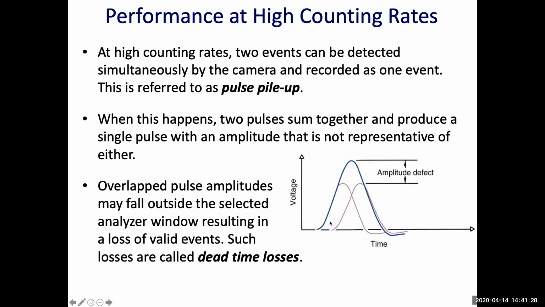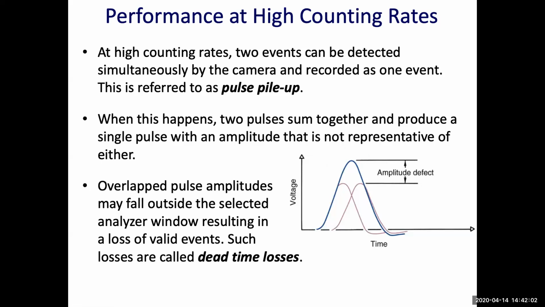When this happens, two pulses sum together and produce a single pulse with an amplitude that is not representative of either. So we have a very high count, okay? Because of the high flux of counts, the camera cannot detect all these events. There should be a minimum time between one event and another. So if they come with a high flux, the two signals will be recorded as one signal, and this is called pulse pile up, okay? And there's an amplitude defect here.